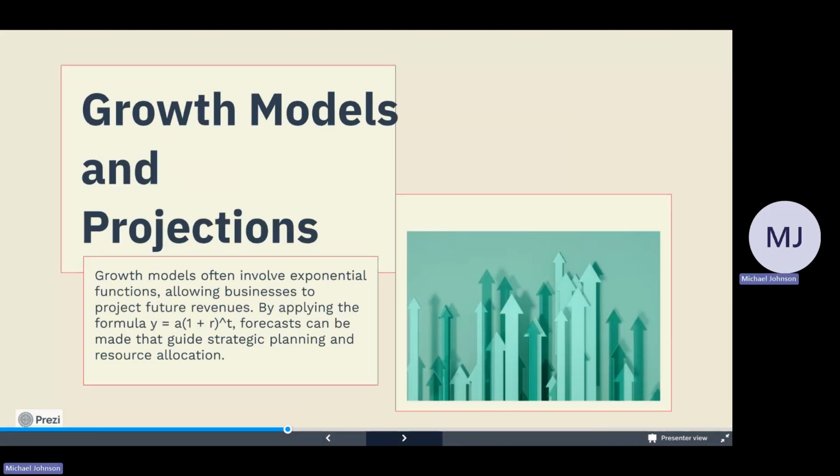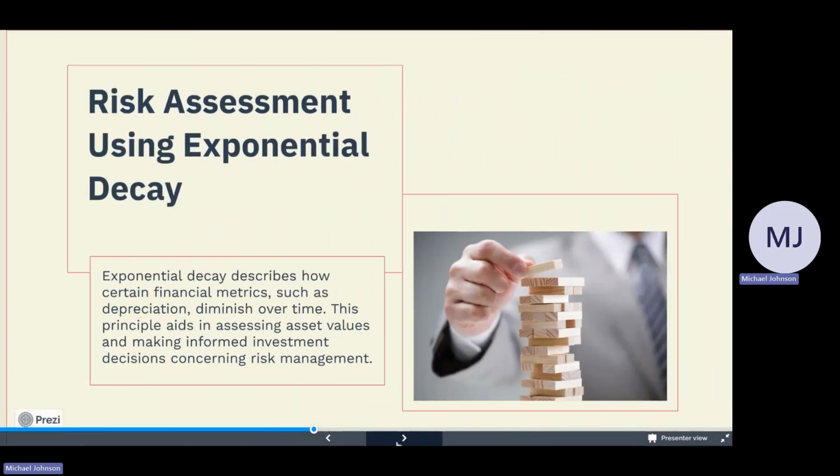Growth models often involve exponential functions, allowing businesses to project future revenues by applying the formula. Forecasts can be made that guide strategic planning and resource allocation.